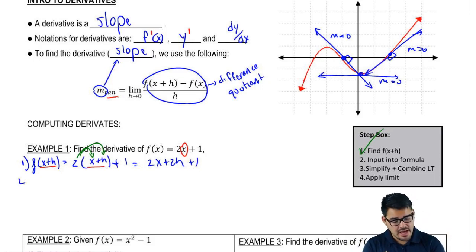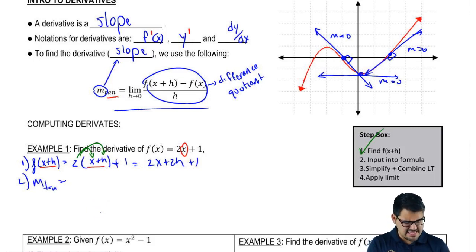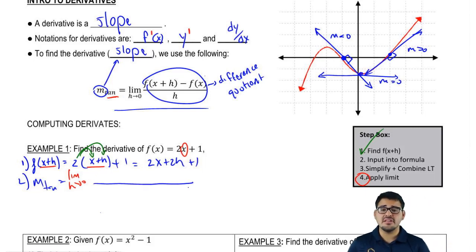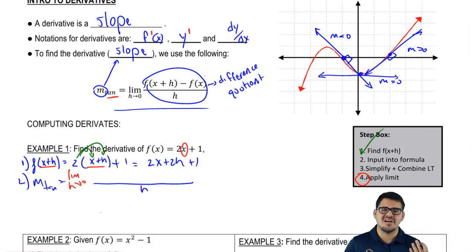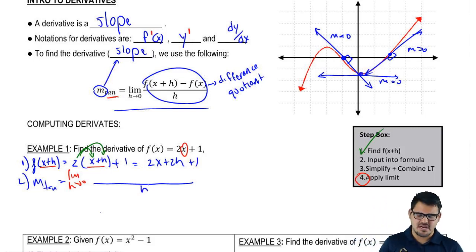In step 2, I'm going to input into the formula. So I'm going to find my formula, which is up here, which is the m tangent, and I'm going to write this limit in red because we're going to be reminded of step 4, which says to apply the limit. That's the reason why we're leaving the limit in red. So then we're going to put the formula together. The good thing about this formula is that the bottom is always h, so we don't really worry about the bottom of this formula. We're mainly always dealing with the top and simplifying and combining things in the top. So let's input things into the top.